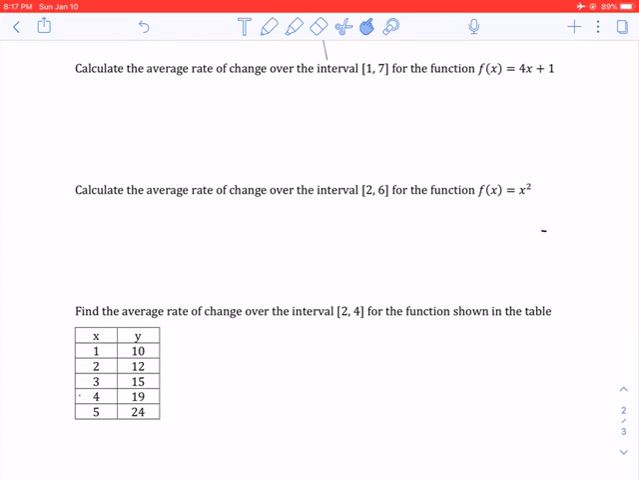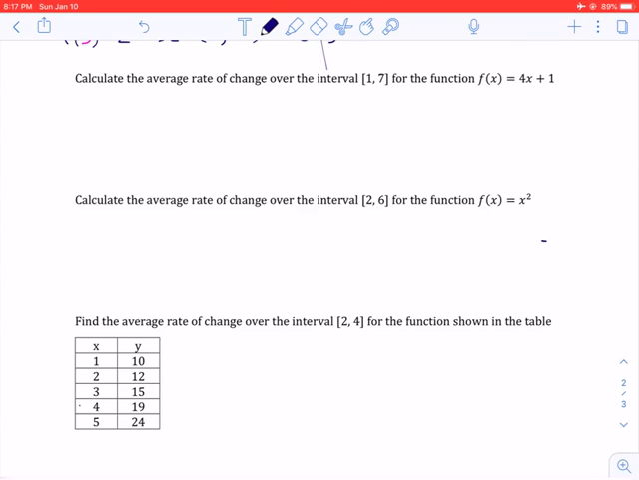Now I'm going to go through it kind of quickly, as you can tell. So I have 2 x coordinates, that is an interval, x coordinate of 1, x coordinate of 7. I'm going to substitute both of those values into my function. I'm going to set it up first.